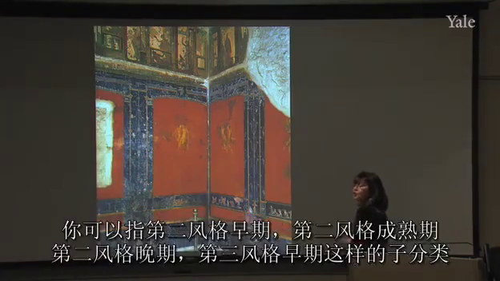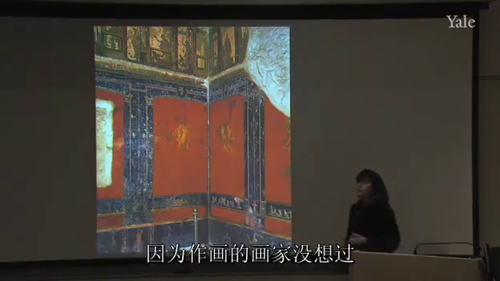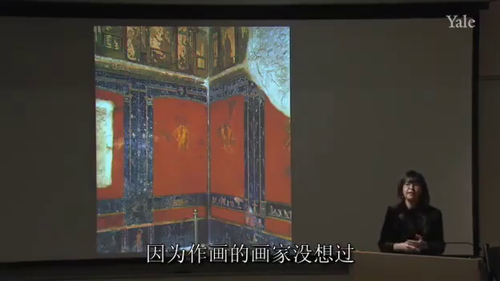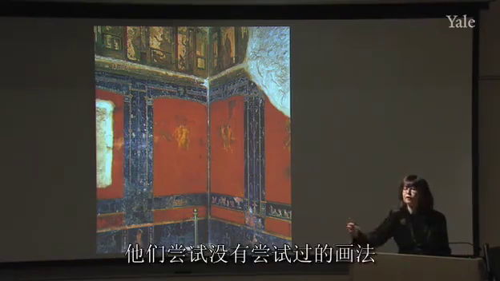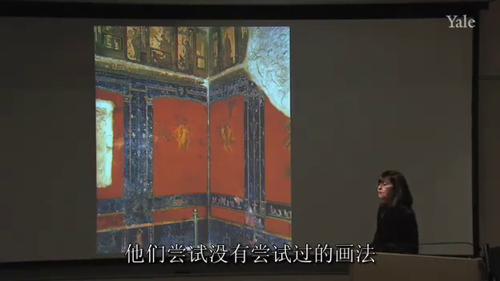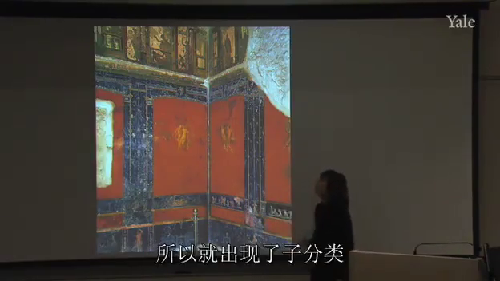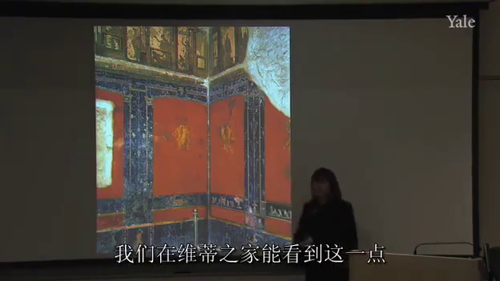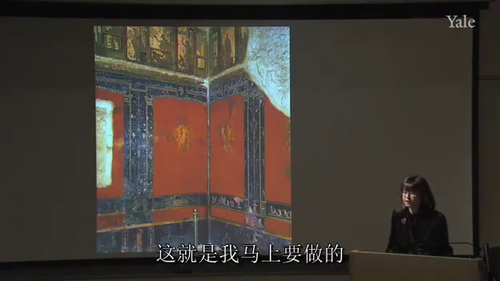and transition periods. You know, one can refer to early second style, mature second style, late second style, early third style, there are certain subtleties, because again, remember, the artists who were making these were not thinking, oh, I'm transitioning from the second to the third style. They were just moving on. They were experimenting with things they hadn't experimented before, and they soon found themselves in a different milieu. So there are those subtleties, and we can see those in the House of the Vedii. I can show you early, middle, and even late fourth style at the House of the Vedii, which is just what I'm going to do now.